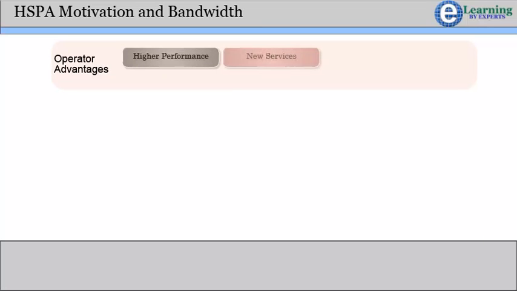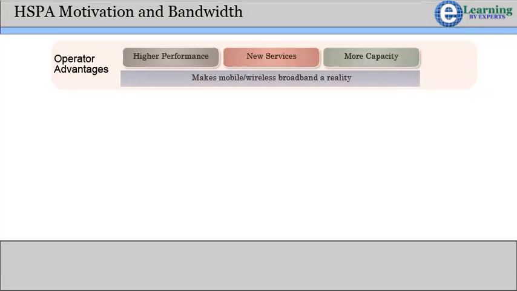HSPA capabilities will benefit operators by providing higher performance and introducing new multimedia and streaming services. Also, operators will be able to increase revenue through higher capacity, providing up to 5 times more system capacity in the downlink, and up to twice as much system capacity in the uplink, while reducing the production cost per bit. HSPA truly makes mobile and wireless broadband a reality.